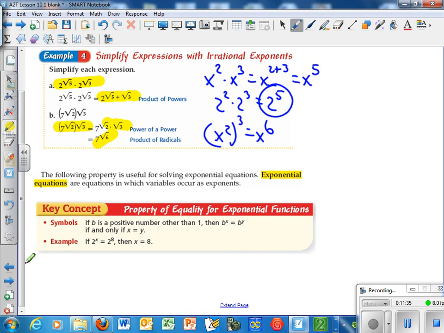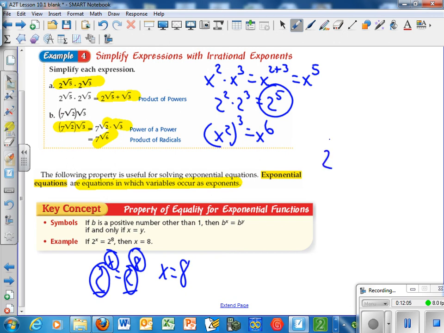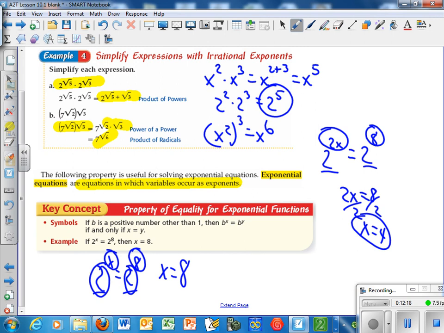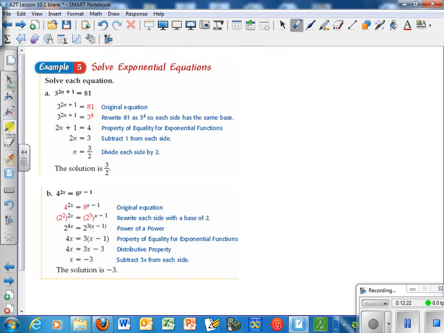The next example here, the following property is useful for solving exponential equations. Exponential equations are equations in which variables occur in the exponents. So notice what they say here, if you have 2 to the x power and that has to equal 2 to the eighth, if the base is the same, which it is, you basically can set that equal to that and solve. Now this one you just have x equals 8. But if I had 2 to the 2x power equals 2 to the 8th, if these bases are the same, I can set 2x equal to 8, solve for x, and x would be 4. So that just gives you another example. You set the powers equal to each other if the bases are the same.